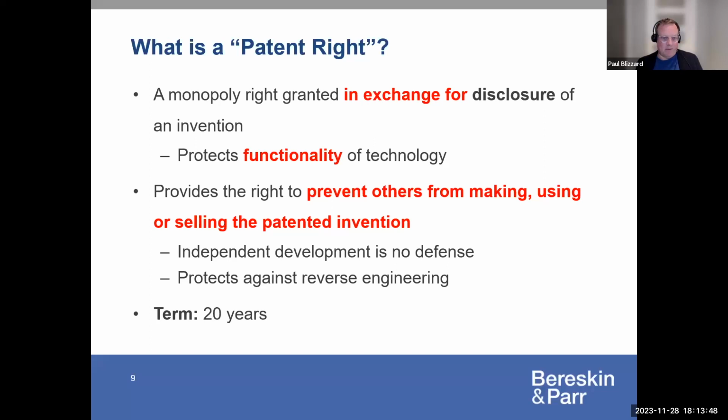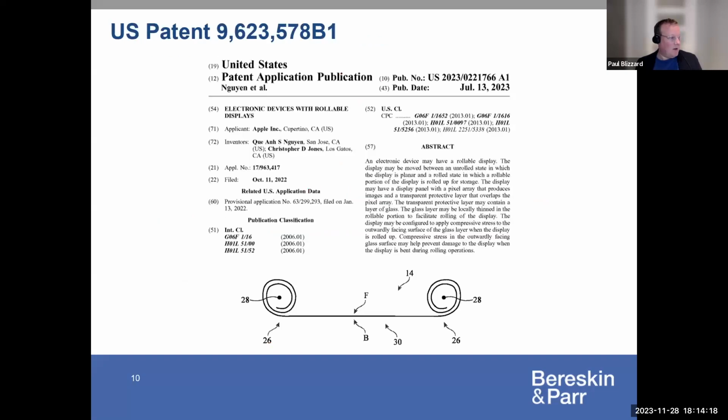Patents cover functionality, so features and functions that exist that are inventive. And one of the main rationales for the patent system is that you get a monopoly for 20 years from the date of filing in exchange for the disclosure of how your invention works. That's a really key part: when you write up your patent application, you have to give away the secret, basically. You have to explain to everyone how it works.